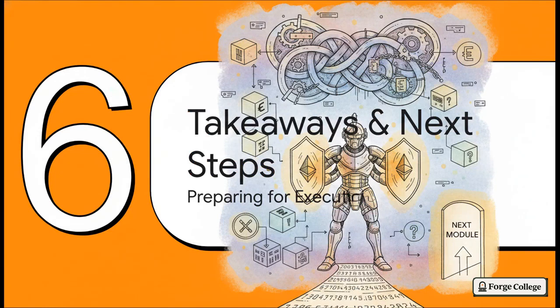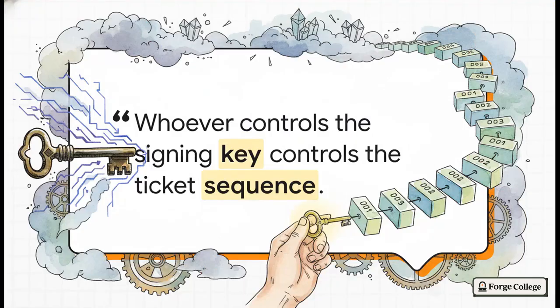And finally, Section 6, Takeaways and Next Steps. Let's bring all this together. After navigating the bureaucratic nightmare of our mempool gatekeeper, the golden rule is this: eventual ordering is deterministic from the account's point of view. Whoever controls the signing key controls the ticket sequence. And this brilliantly illustrates that nonce management is entirely on you. The mempool and the miners don't coordinate your tickets. They just enforce the sequence you hand them. You are completely in the driver's seat.